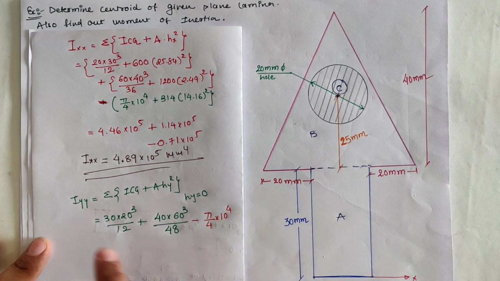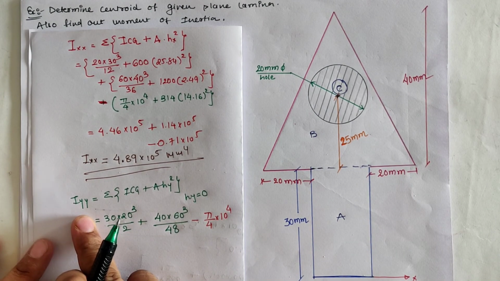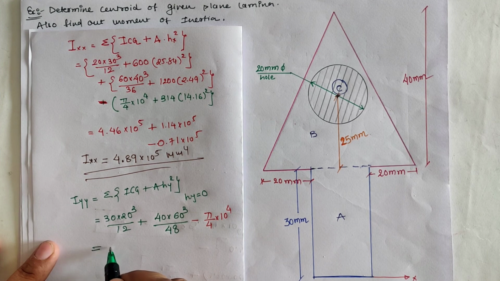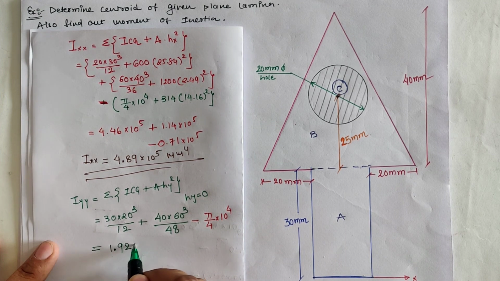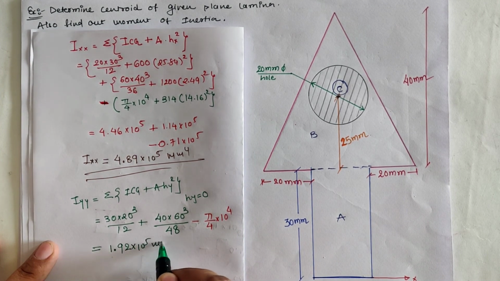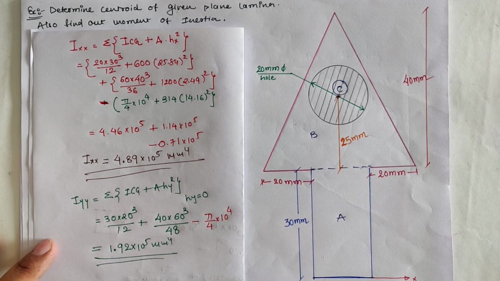Now calculating these values, we will have the moment of inertia with respect to the y axis as 1.92 into 10 raised to 5 mm raised to 4. So thus we can calculate the moment of inertia about the centroidal axes of the given plane lamina. Thank you.